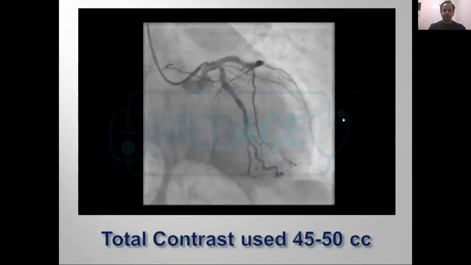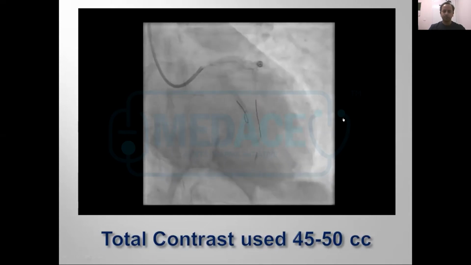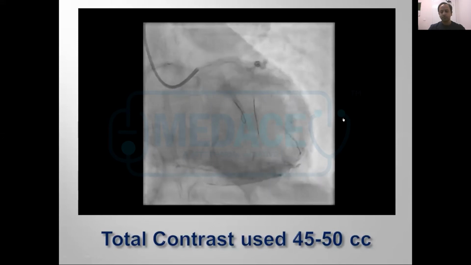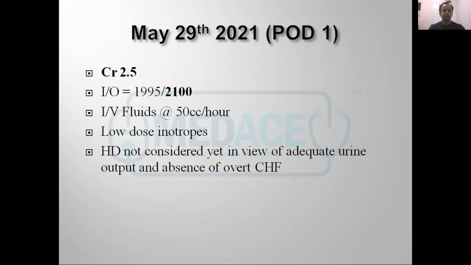So this is the final result of the procedure that we did, which shows quite optimum results afterwards. The total contrast used in this procedure was 45 to 50 ml. Post-PCI, as we already mentioned, the patient was given Lasix on the table, oxygen was attached, low dose inotropes were started, and nephrology was again called to review the patient urgently.